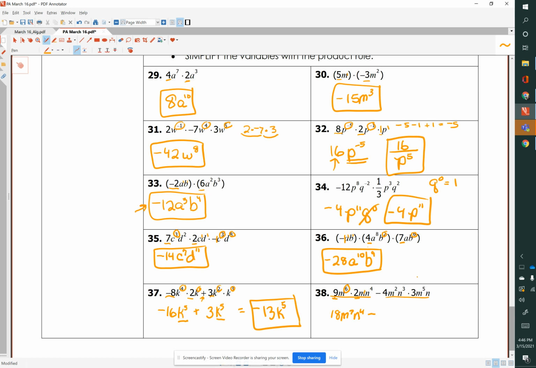4 times 3, which is 12. M2 plus 5 is 7. N3 plus 1 is 4. And now we have like terms, m to the seventh, n to the fourth. 18 minus 12 equals 6. And that's our like terms, m to the seventh, n to the fourth.